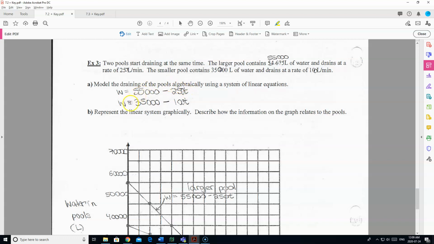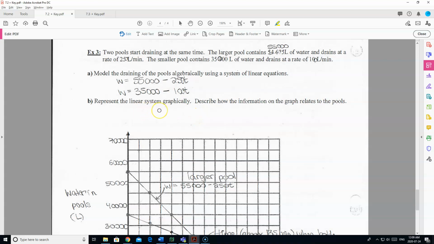So same sort of thing for equation 2. The water is equal to, it starts at 35,000, but every minute minus 100t, it decreases by 100 liters per minute. Okay. Represent the linear system graphically. Describe how the information in the graph relates to the pools.